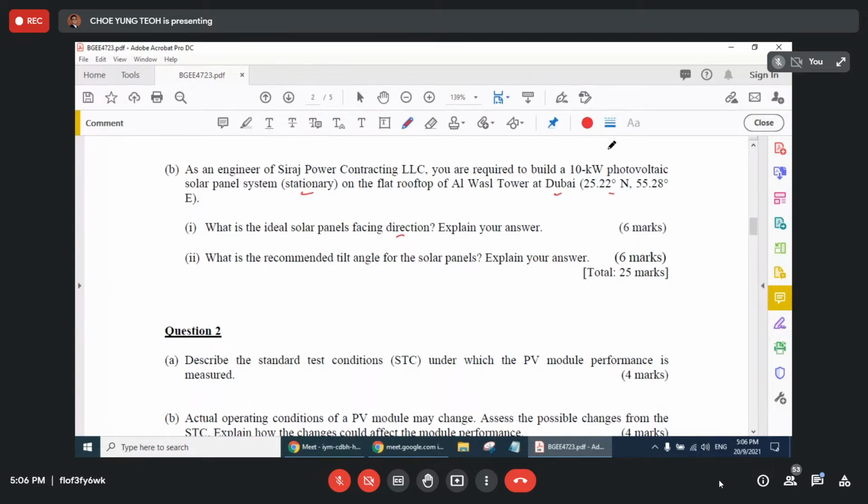This is referred to as the solar noon. Then you get 6 marks. North and south, you explain, you get 3 marks, and then east or west, you explain you want to face the solar noon, you get another 3 marks.